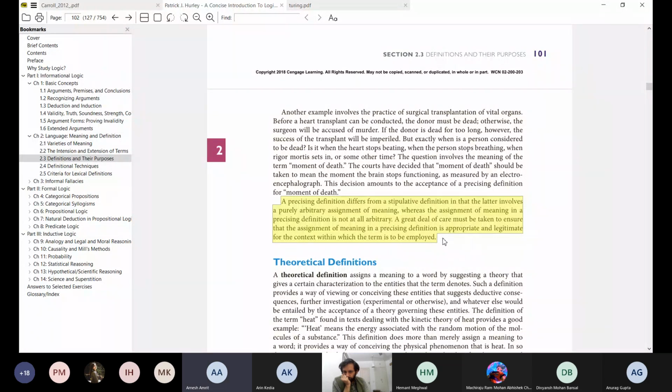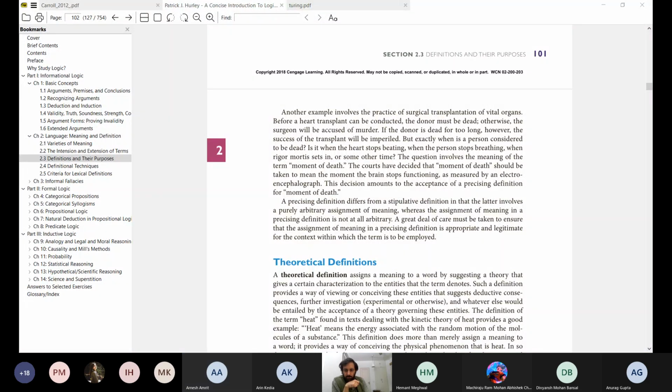Sure. A precising definition differs from a stipulative definition in that the latter involves a purely arbitrary assignment of the meaning, whereas the assignment of meaning in a precising definition is not at all arbitrary. A great deal of care must be taken to ensure that the assignment of meaning in a precising definition is appropriate and legitimate for the context within which the term is to be employed.